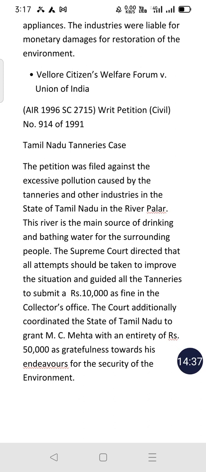We have to follow the rules and regulations of the Pollution Control Boards, state and central, according to the Ministry of Environment and Forests. While following the rules and regulations, we can live in this world with sustainable development.